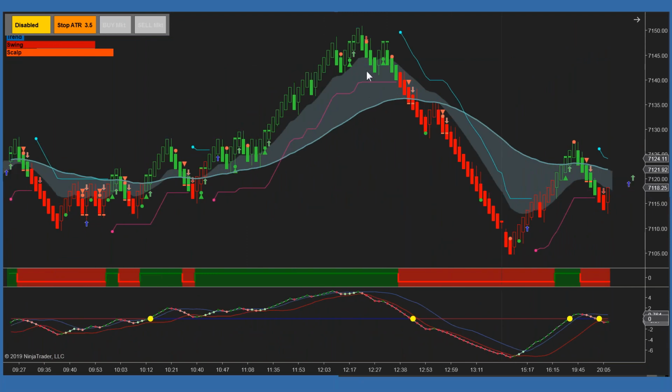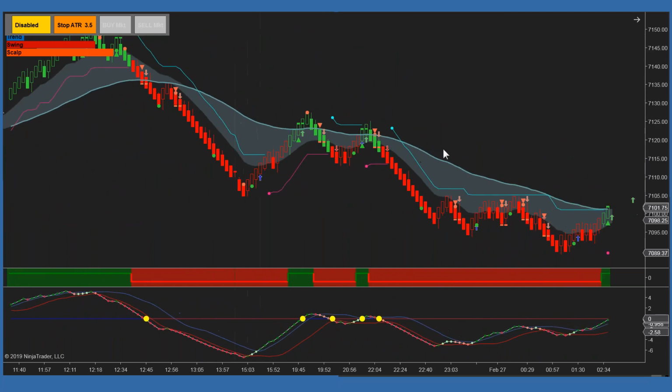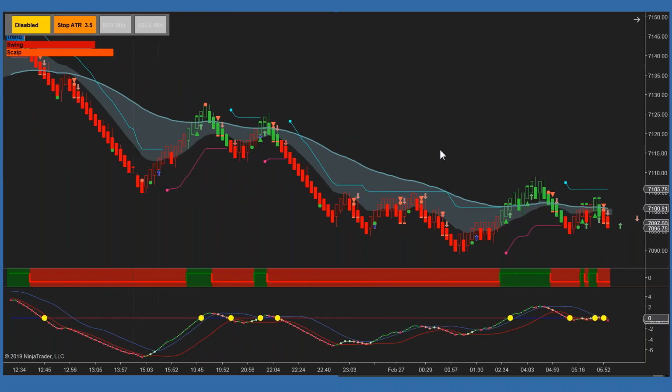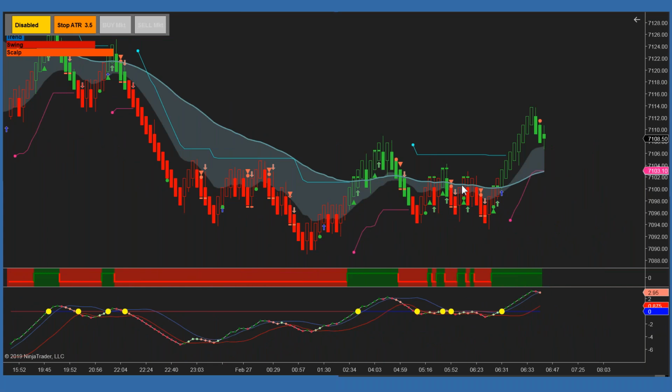This was yesterday's session, so we closed up here actually around the 7130 zone, and that was it for the overnight session here. A lot of back and forth, not a lot of trading though. So we're still a little bit constipated.